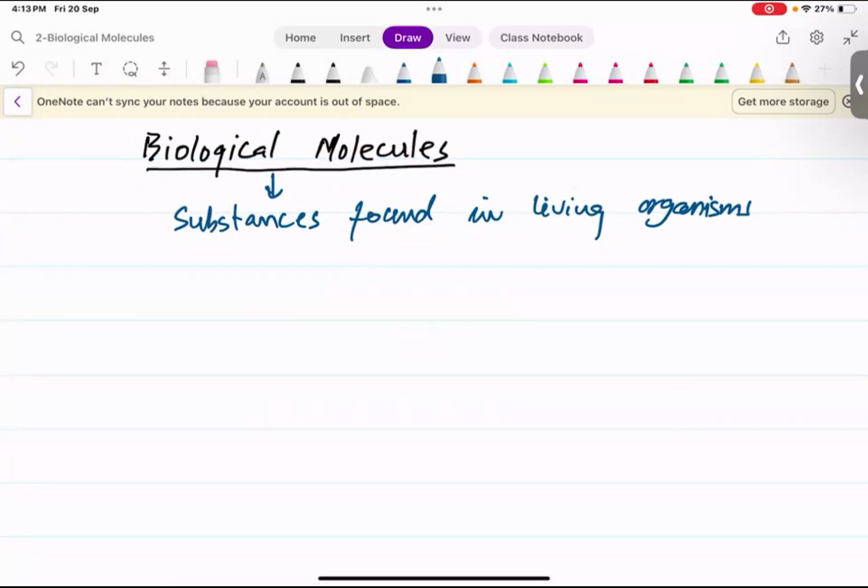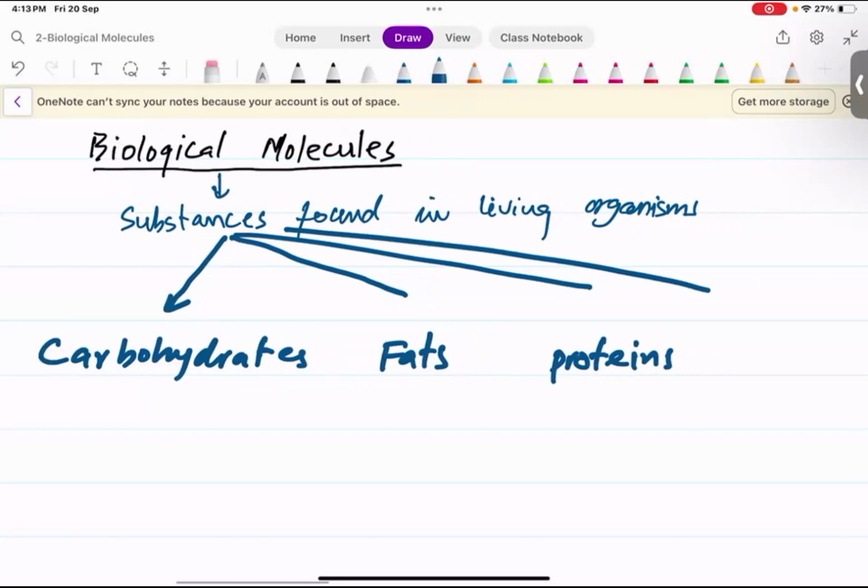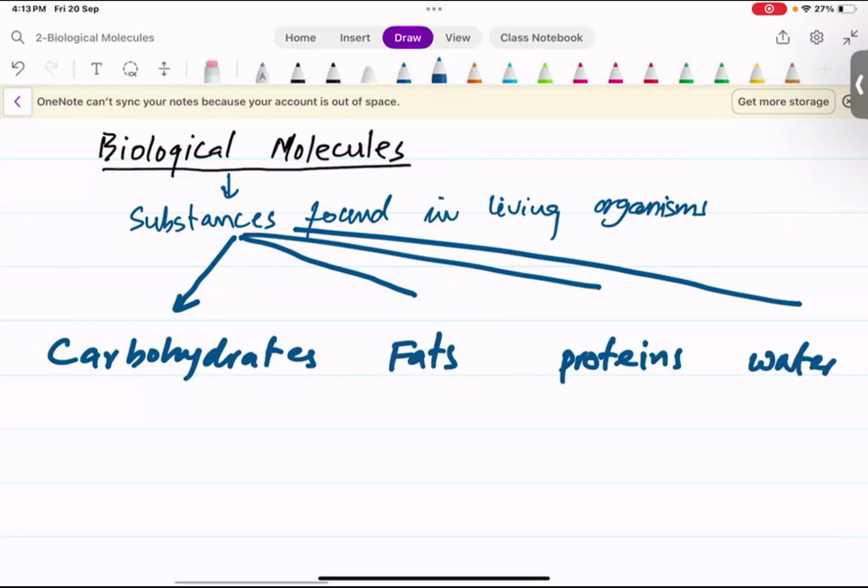Number 1, carbohydrates. We have fats, proteins, and water. In this chapter, we will discuss these 4 biological molecules.